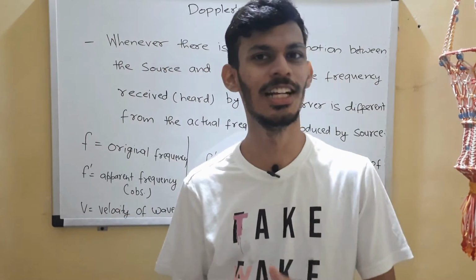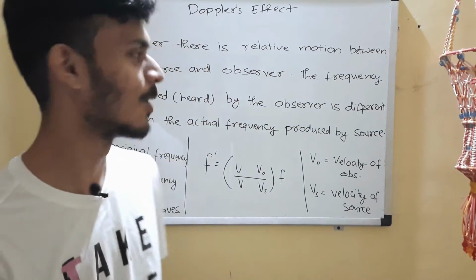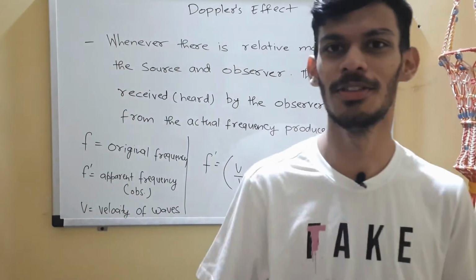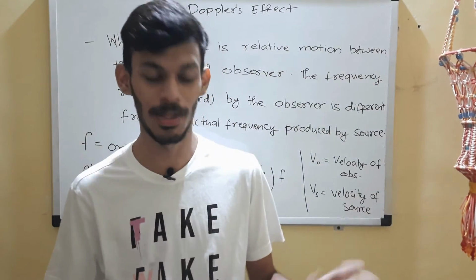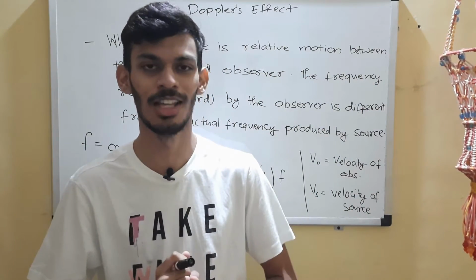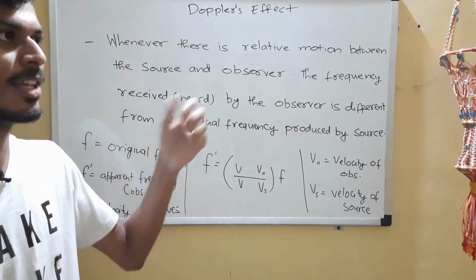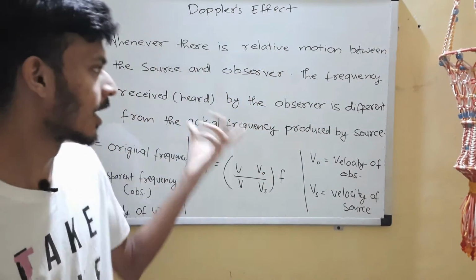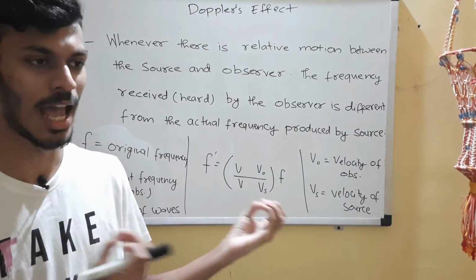Before diving straight into the sign debate, let's briefly discuss what Doppler's effect is. Like I've written over here, whenever there is relative motion between the source and the observer, the term that is important over here is relative motion. For Doppler's effect to be experienced, you need relative motion between the source and the observer.